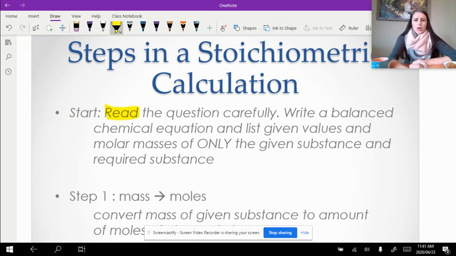The other thing that you want to do is make sure that you are able to list your given values. Once you've read the question, you need to list all the information that you've been given. Remember, sometimes that's information that you've been given in terms of a number, or sometimes you might need to use a periodic table and the molar mass. So they might be giving you clues of information that you might need to look for and find yourself.